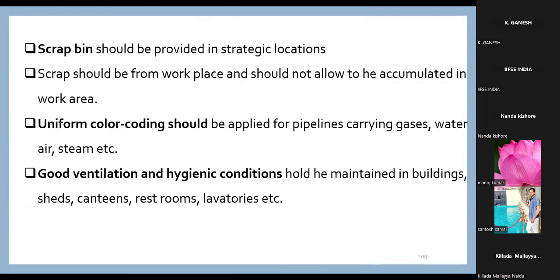Scrap bins are to be provided. Uniform color coding for pipelines. People who are working in the pharma industries are well versed with this. Good ventilation and hygiene conditions of the building or the restrooms, whatever it is, have to be very well maintained.